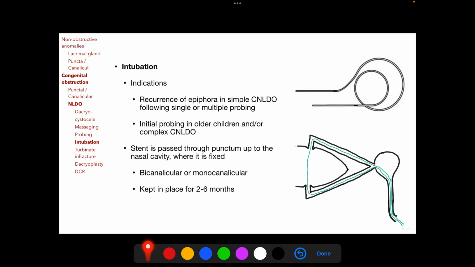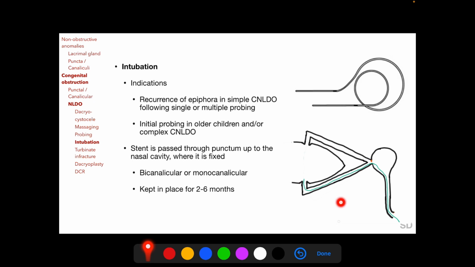Intubation of the lacrimal passages with a lacrimal stent, as shown here in this photograph, is indicated when there is recurrence of epiphora following single or multiple probing procedures in patients with simple CNLDO, and during initial probing in older children and in those with complex CNLDO. The lacrimal stent is passed through the punctum up to the nasal cavity, where it is fixed, and the lacrimal stent can be either bicanalicular, as shown here in this picture, or monocanalicular, as shown here, and the stent is kept in place for at least 2 to 6 months.